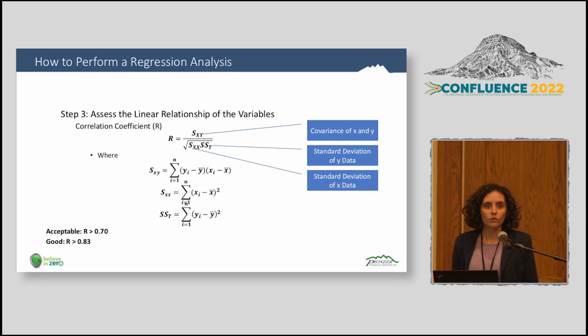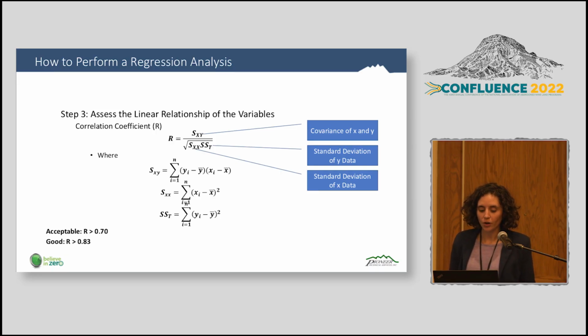This is one of those variables that generally ranges from -1 to +1. -1 is a really strong negative relationship, and +1 is a really strong positive relationship. And I have listed here too, an acceptable R value for a linear relationship is 0.7. A good relationship would be greater than 0.83. Just try to, in general, I guess.